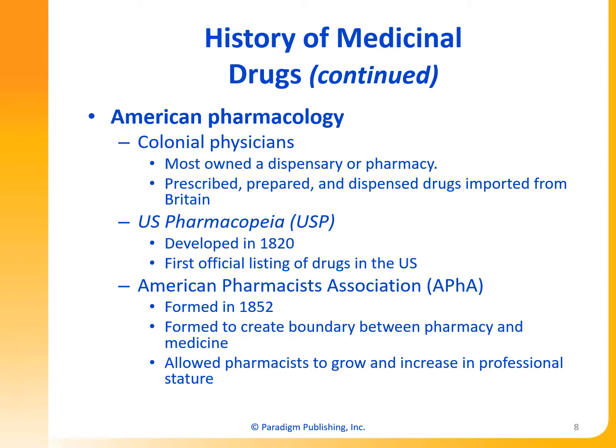So, American pharmacology began with colonial physicians, most of whom owned a dispensary or a pharmacy. They were also called apothecaries. They prescribed, prepared, and dispensed drugs imported from Britain. Then the U.S. Pharmacopoeia was developed in 1820, and it was the first official listing of drugs in the United States. We actually still use the U.S. Pharmacopoeia today. It regulates standards and quality of medicine and preparation of those medications.